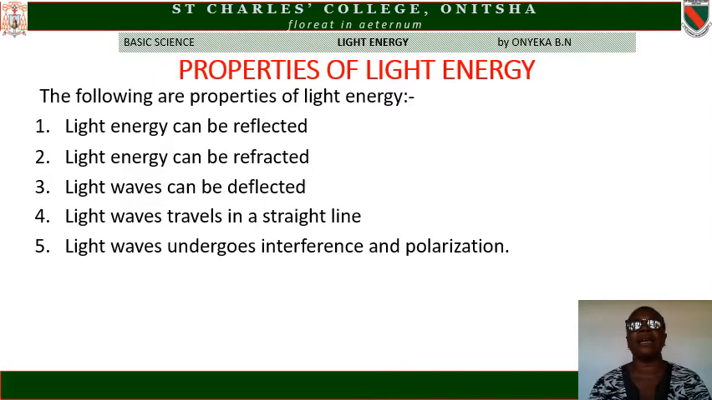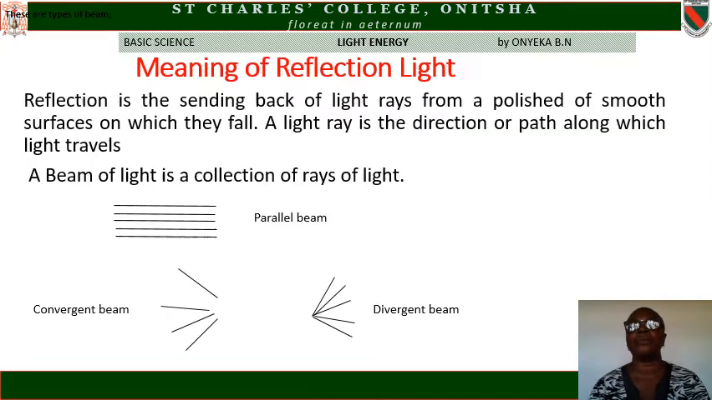Properties of light energy. The following are properties of light energy. Light energy can be reflected. Light energy can be refracted. Light waves can be deflected. Light waves travel in a straight line. Light waves undergo interference and polarization.